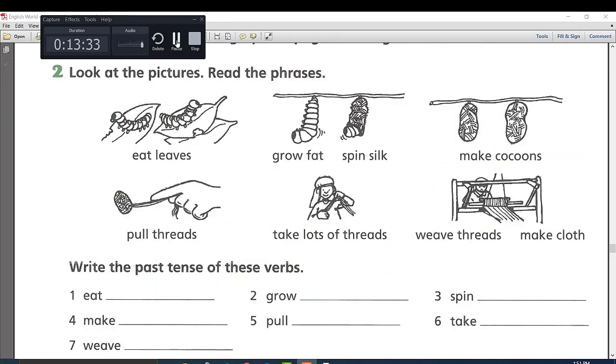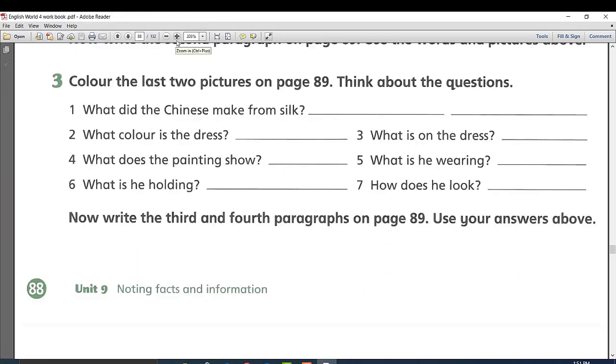Exercise number three. Color the last two pictures on page 89. Think about the questions. Question number one. What did the Chinese make from silk? Number two, what color is the dress? Number three, what is on the dress?